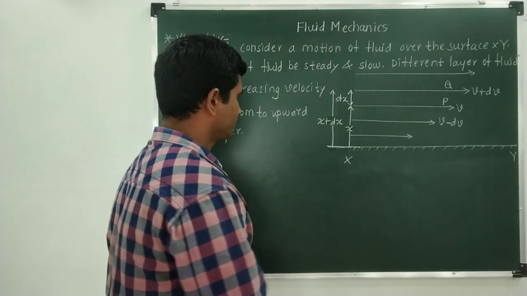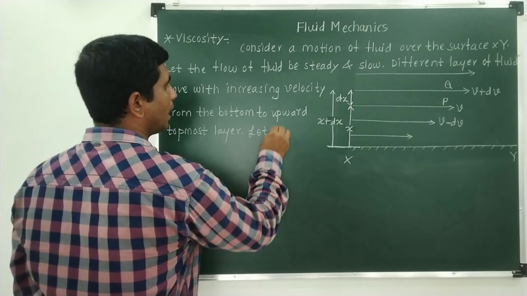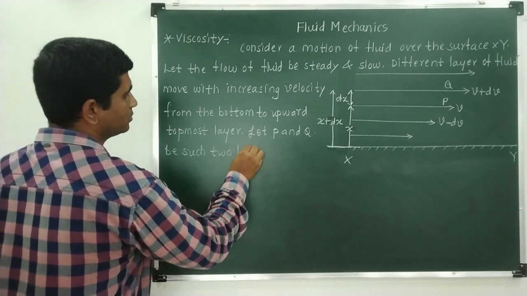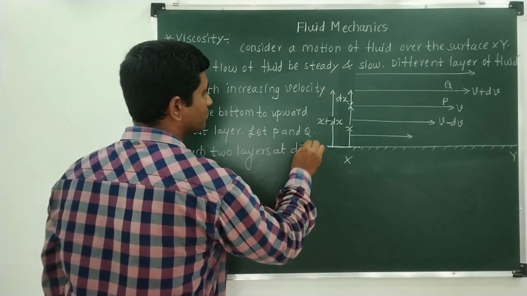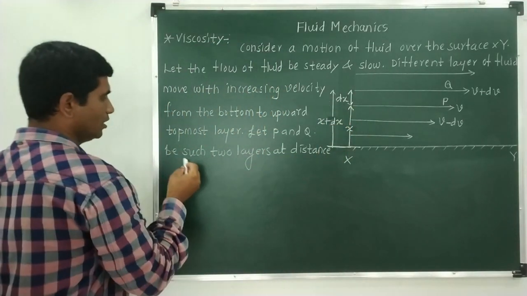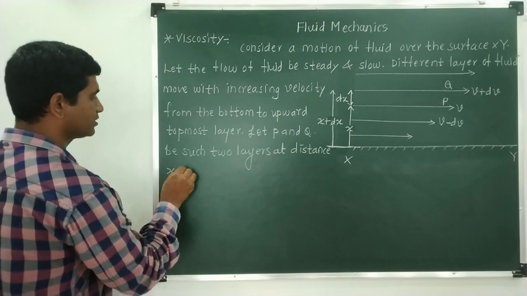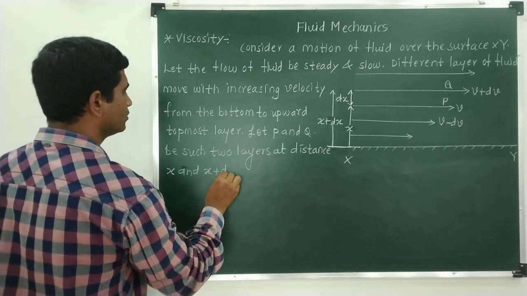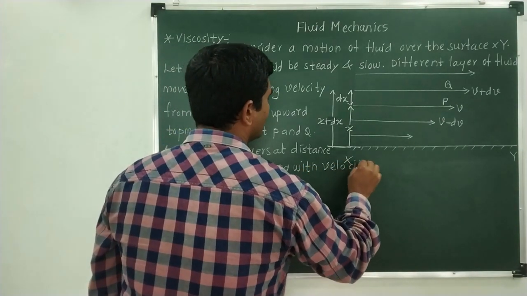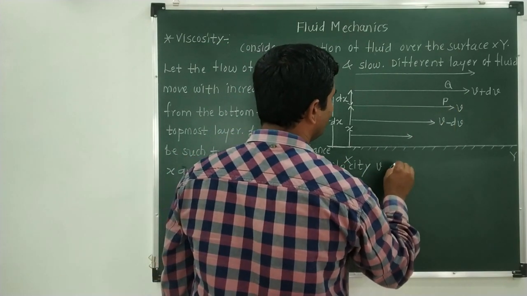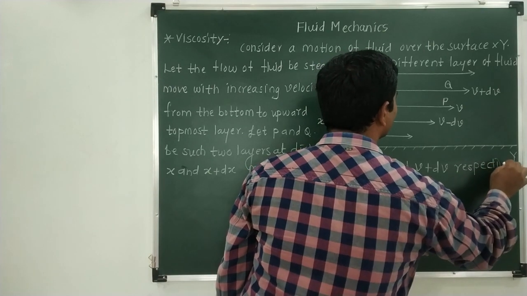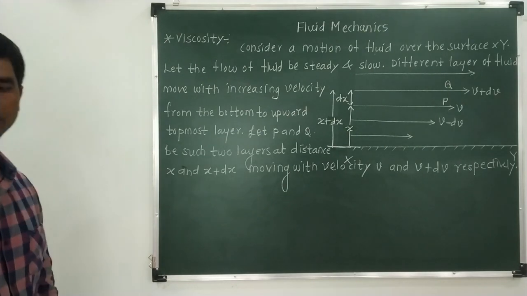Let P and Q be two such layers. P layer is at a distance x from the surface and Q layer is at a distance x plus dx. The P layer is moving with velocity v, and the Q layer is moving with velocity v plus dv, respectively. So this we have considered.